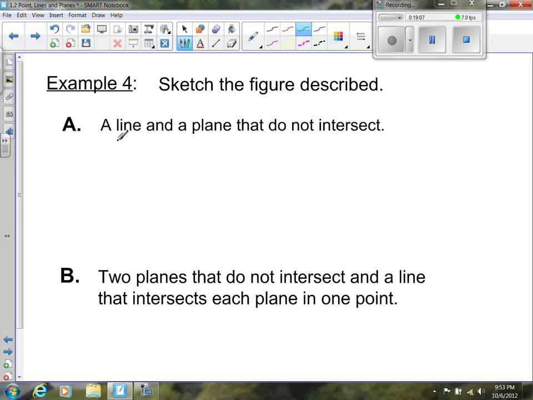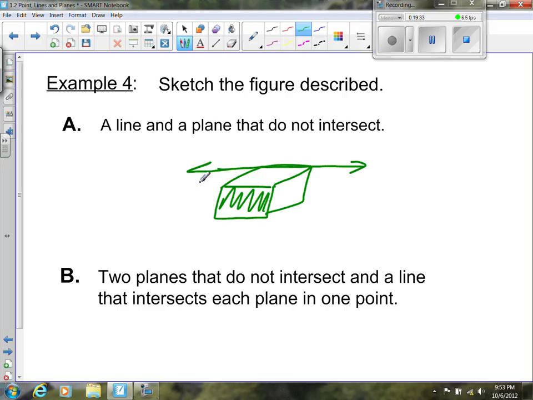Sketch the figure described: a line and a plane that do not intersect. One way to draw planes in 3 dimensions, if you know you need to do 3 dimensions and you want multiple planes, I like to draw a box. So now I can draw, here's my plane. I can shade it in, here's a plane, and then I can have this line back here that does not intersect this plane. See how it's back behind the plane?